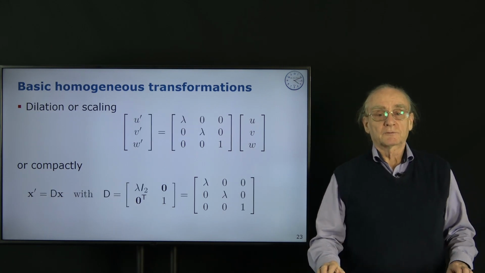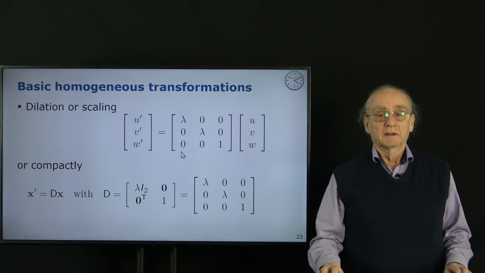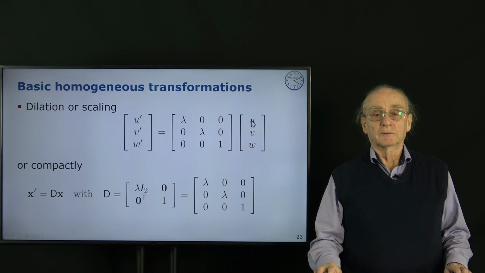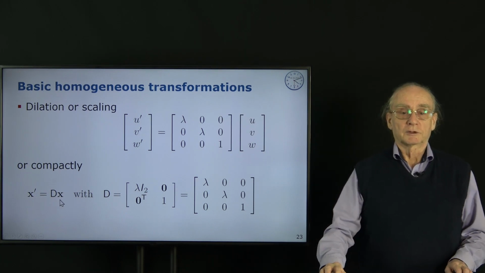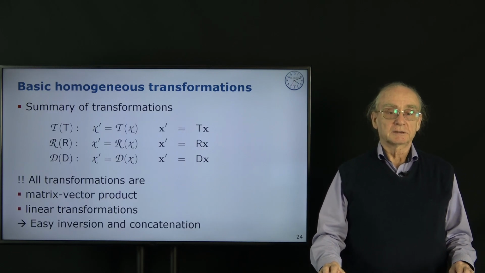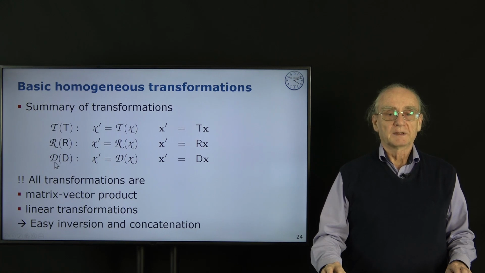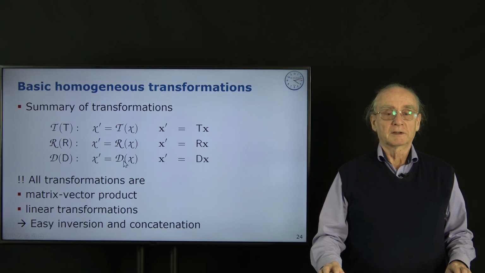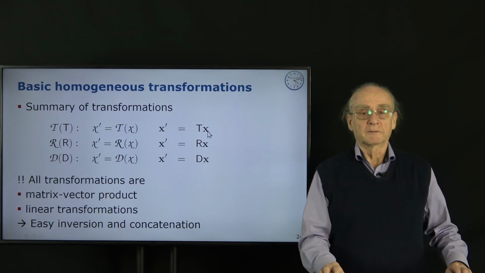Again, we look for the dilation and the scaling, and so we just have to scale the first coordinate with lambda and the second coordinate with lambda, and we again can write this in this matrix vector product form. That means all these 3 basic transformations, translation, rotation and dilation, symbolically written in this way for the points x and x prime, and for the operators t, r and d, can be written as a matrix vector product with a 3 by 3 matrix multiplied with a 3 by 1 vector.